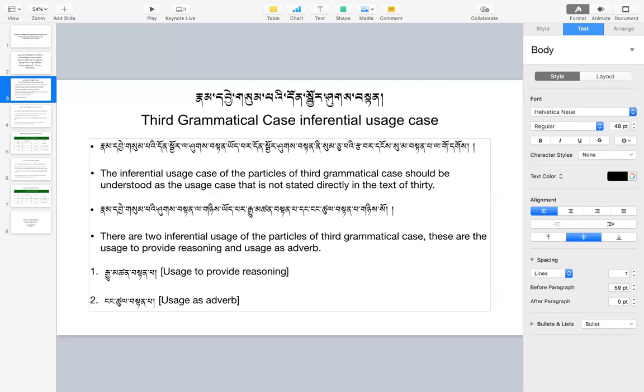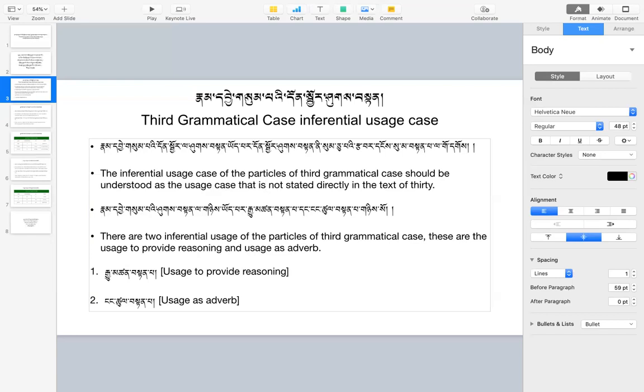So there are two inferential usage cases of the particle of third grammatical case: namye sumbe shuden la ni yepar gyunten tempa tang ngungchul tempa ni so. These are the usage to provide reasoning and usage as adverb. Gyumzen tempa is usage to provide reasoning, and ngungchu tempa is usage as adverb. So first, the usage to provide reasoning. Second, the usage as adverb. These are the two usages which are inferential and not directly stated in the 30.